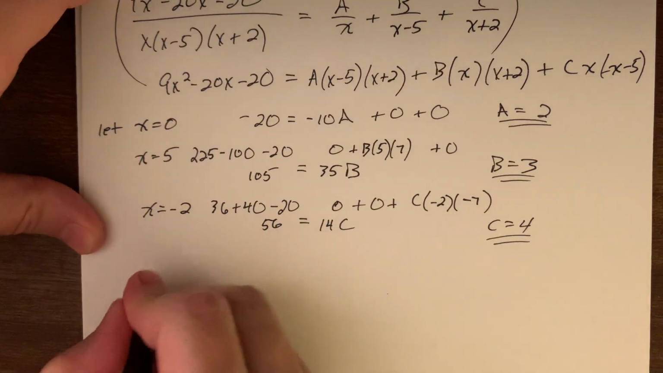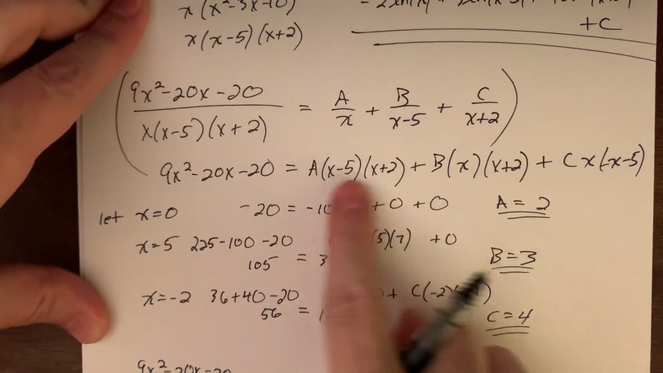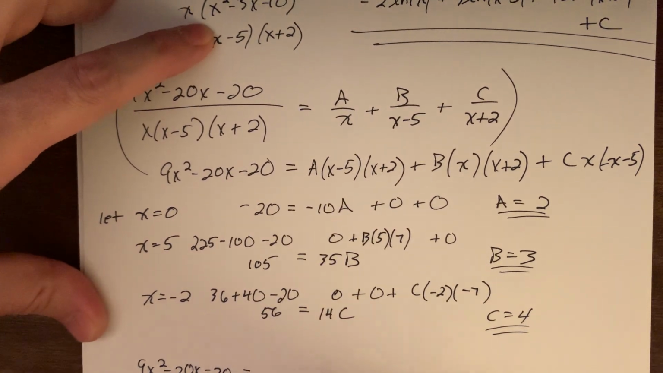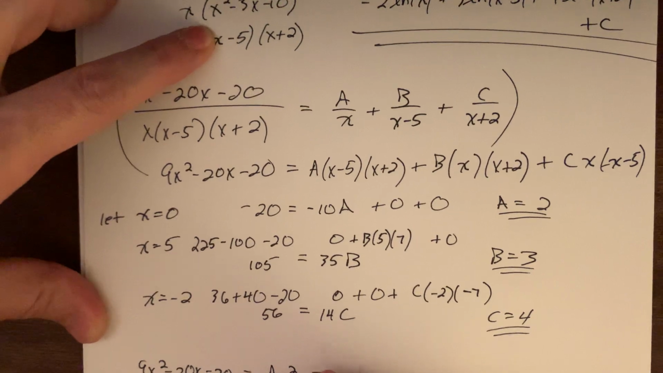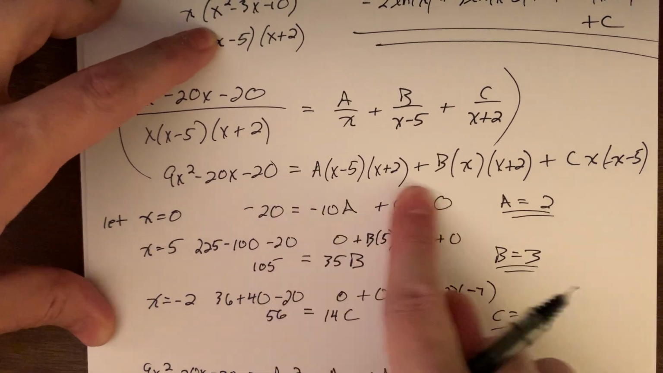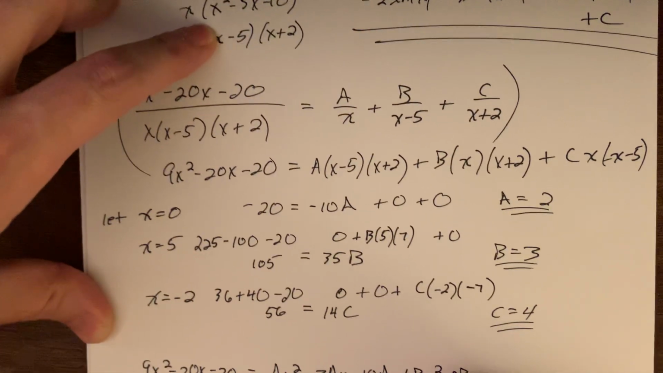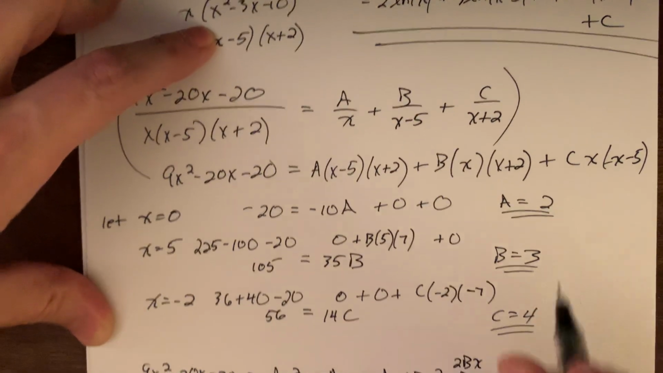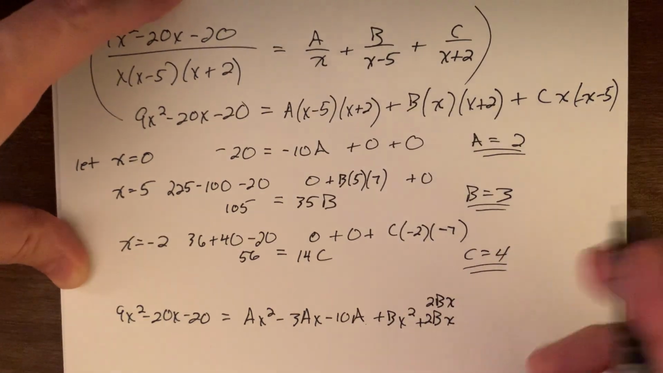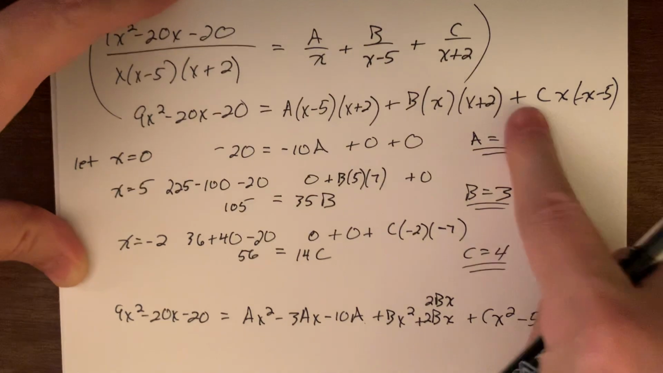That I've got the 9x squared minus 20x minus 20. Here, that is x squared minus 3x minus 10. So times A, I would get ax squared minus 3ax minus 10a. Literally just foiling, distributing all that. Similar here, I get plus bx squared plus 2bx, right? bx times 2, just distributing up here. And similar here, cx times x, I get cx squared, and then I get a minus 5cx.